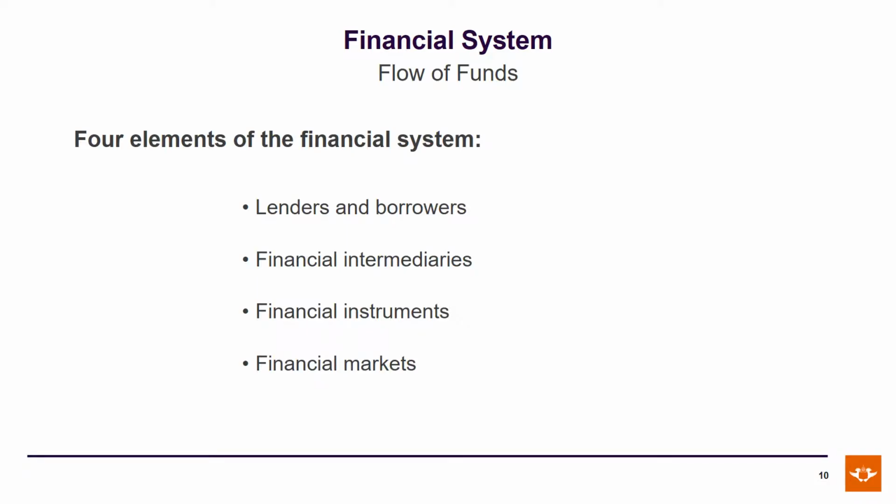Now we're going to move on to looking at how funds flow within the financial system from lender to borrower. We're going to look at the elements of the financial system, and at this point we're going to focus on 4 elements of the financial system, although there are more. We're going to look at lenders and borrowers. They are the non-financial economic units that undertake the lending and borrowing in the process. We're going to look at financial intermediaries or financial institutions. They facilitate the transfer of those funds by putting themselves between lenders and borrowers.